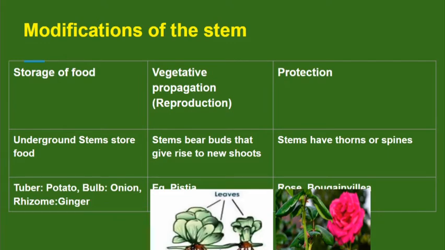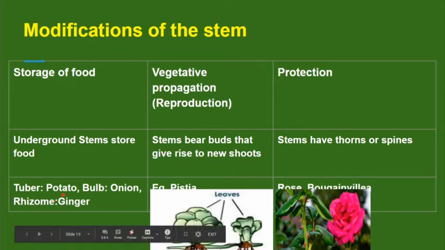So what is meant by modification? Other than the normal function, what are the other functions the stems are carrying out? Stems also store food like roots. For example, in potato, we call it a tuber. In onion we say bulb, and in ginger we say rhizome. These are the underground stems that store excess food.